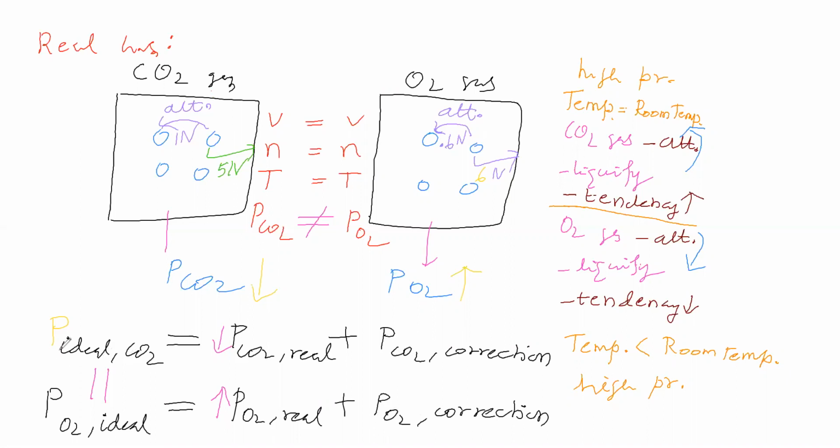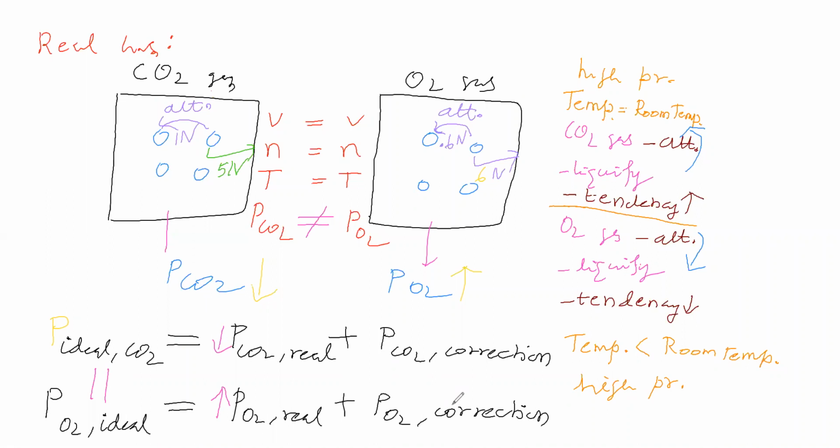Now see that this magnitude and this magnitude are equal. These two have the same magnitudes. Here this magnitude is less, and this magnitude is high. Now, how will the pressure correction be? Compare the pressure correction of carbon dioxide and of oxygen. For which is the pressure correction higher?